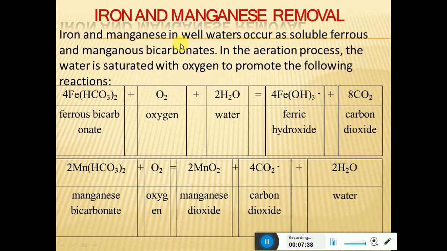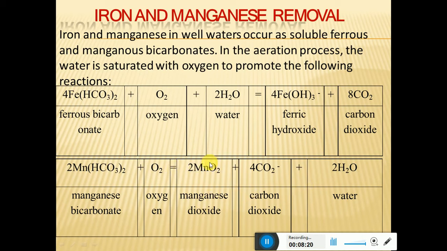Here, for iron and manganese, the following reactions will take place because of the addition of air into the water in the process of aeration. Iron, when it mixes with the oxygen and the water, is precipitated as ferric hydroxide with the elimination of carbon dioxide. Similarly, manganese bicarbonate, when it mixes with the oxygen, will give rise to manganese dioxide, carbon dioxide and water.